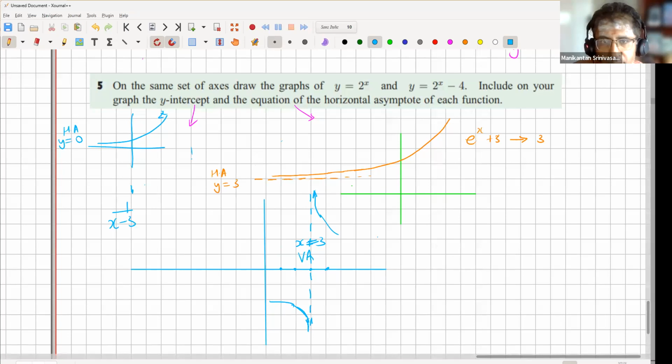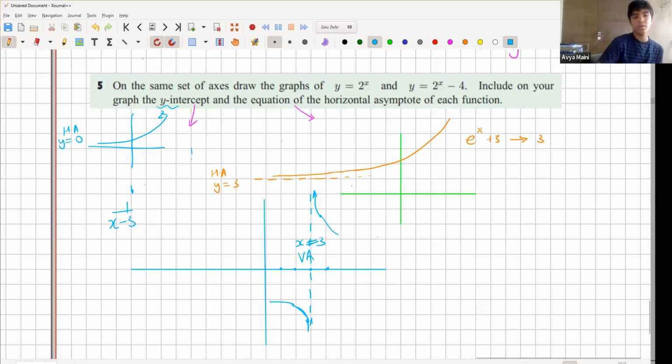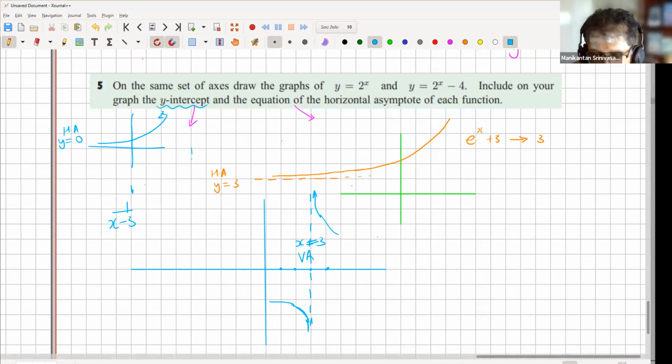And what will the y-intercept be? Avya? So you asked me, what did you say, Avya? I said 1. 1, correct. Yeah, it passes through 0,1. So the intercept is 1. So it passes through 0,1. Okay. Sumer, what about for 2 power x minus 4?